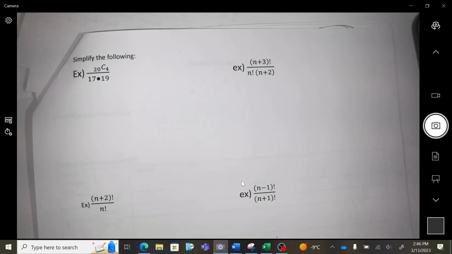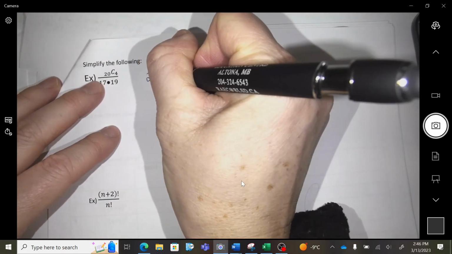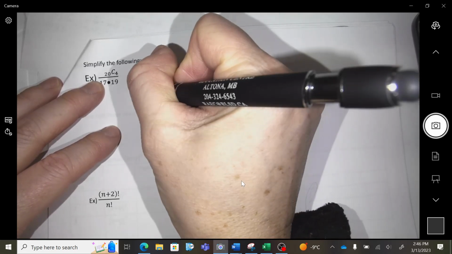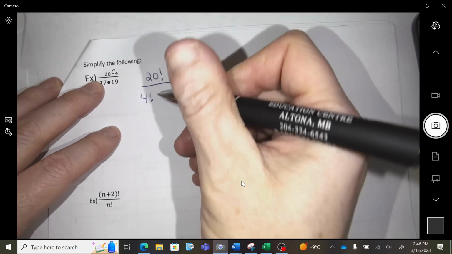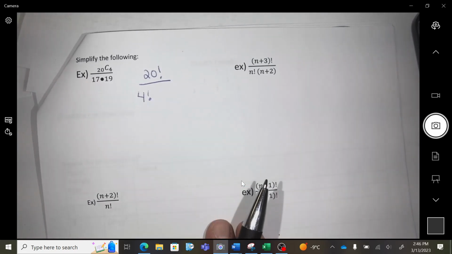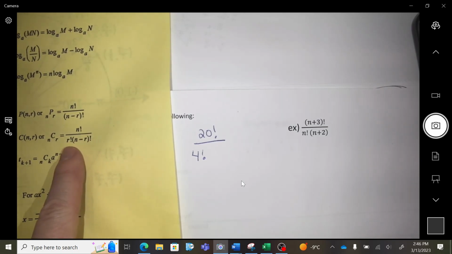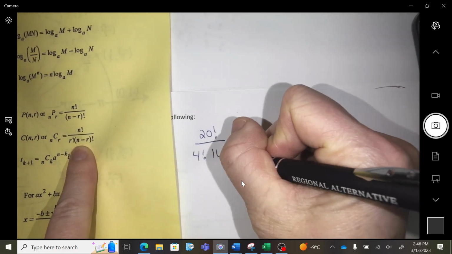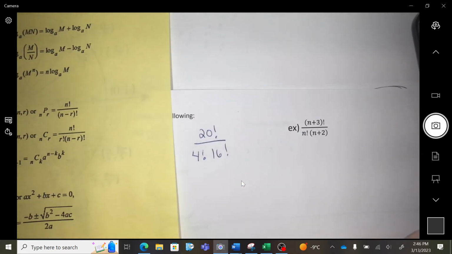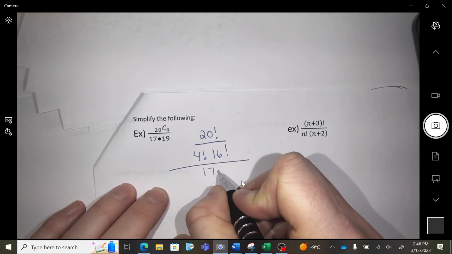20C4. I need you to give me the formula. So that would be 20 factorial divided by 4 factorial. Everybody's looking at their formula. 20 factorial over 4 factorial. Are you okay if I write 16 factorial? So that's that. Then it's divided by 17 and 19.